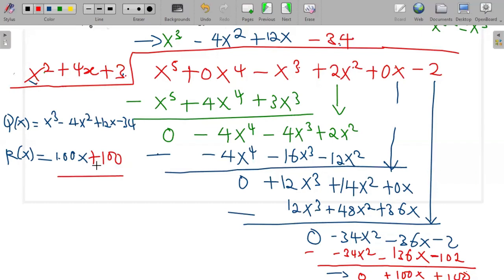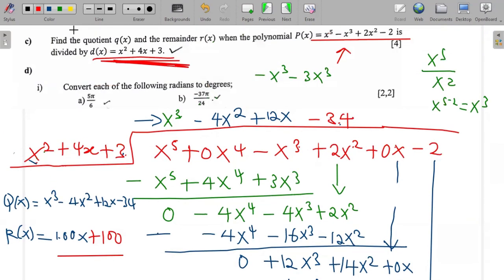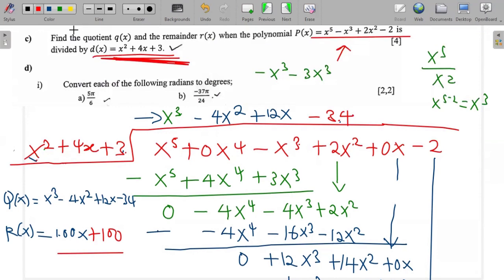All right, so any questions there on how I found the quotient and the remainder? Okay, if there are no questions, I'm going to erase this part.